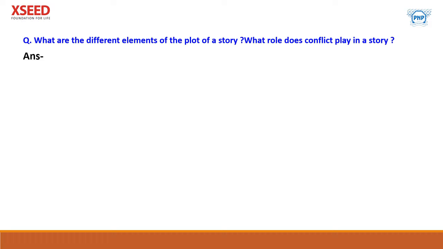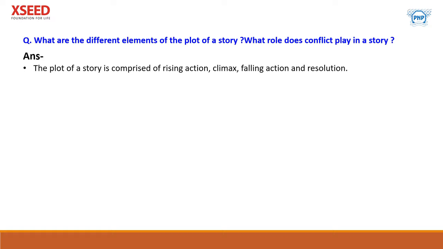What are the different elements of the plot of a story? What role does conflict play in a story? So let's begin. The plot of a story is comprised of rising action, climax, falling action, and resolution. Already we have seen the same in our second, third, and fourth learning plan. So there is no need to tell you once again what is rising action, climax, falling action, and resolution.